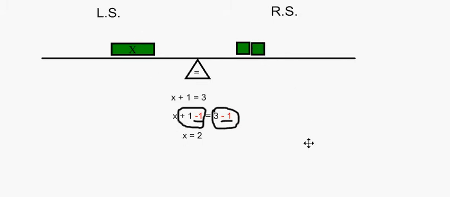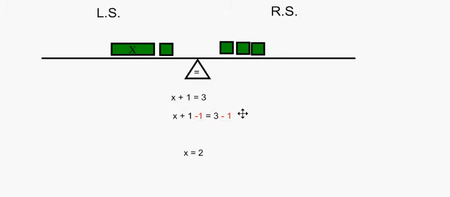Now the other way, here's my original question again, x plus 1 equals 3. The other way that I could show this is I could remove this positive 1 by adding a negative. If I add a negative, that's going to produce a 0 pair. And whatever I do to one side, I have to do to the other side. And so now what I've got here is a 0 pair here, and a 0 pair here. So effectively what I've done is I've removed these two pairs, and I'm left with x equaling 2.